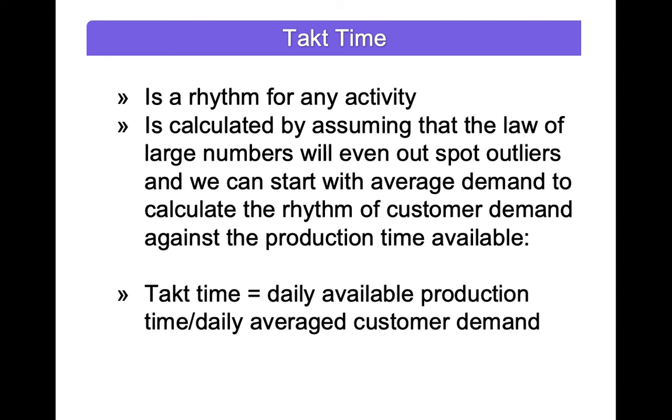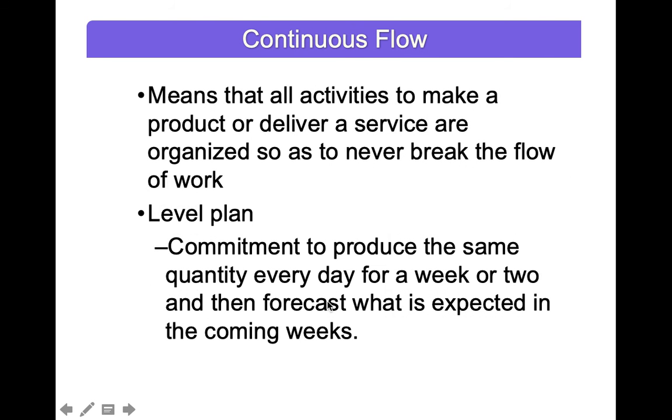Takt time is a rhythm for any activity. Well, I already talked about what it actually meant. It's German. It's calculated by assuming that the law of large numbers will even out outliers, and we can start with an average demand to calculate the rhythm of the customer demand against the production time available. I did actually already say this, sorry about that. But that's how you calculate that. So all activities to make a product or deliver a service are organized so as to never break the flow of work.